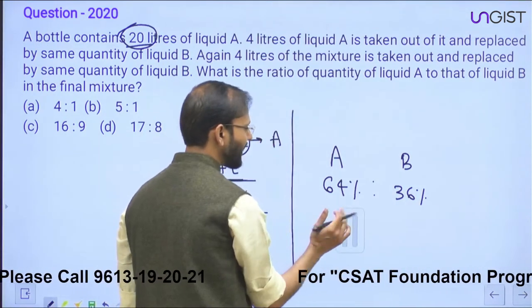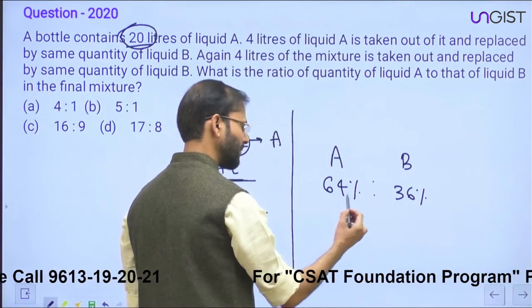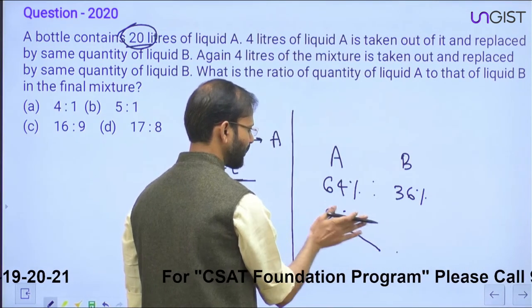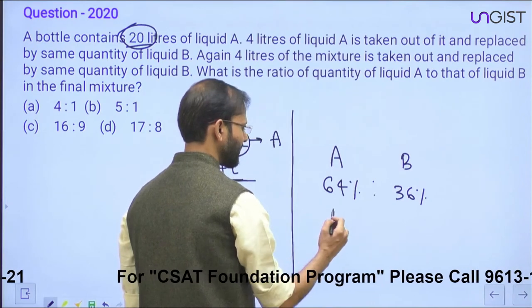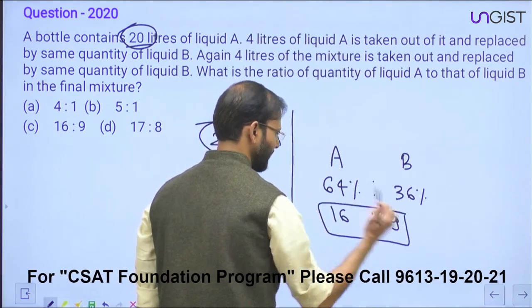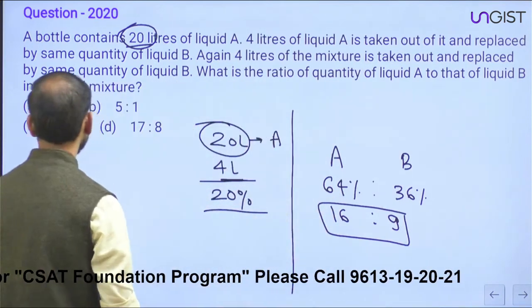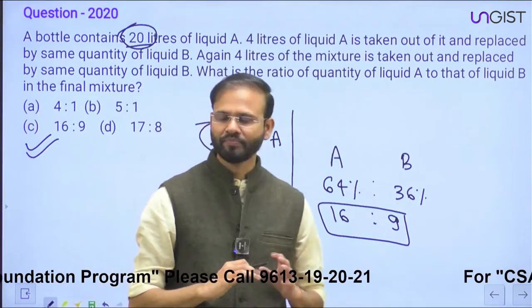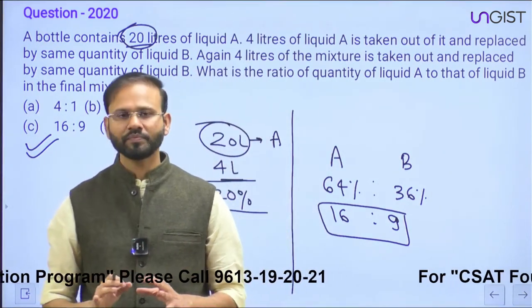Both the numbers are divisible by what? Both the numbers are divisible by 4. So this is 20, sorry. Both the numbers are divisible by 4, so this is 16 and this is 9. Everybody clear? This is 16 and this is 9. So here the C option is the correct choice. Guys, you are getting it now.